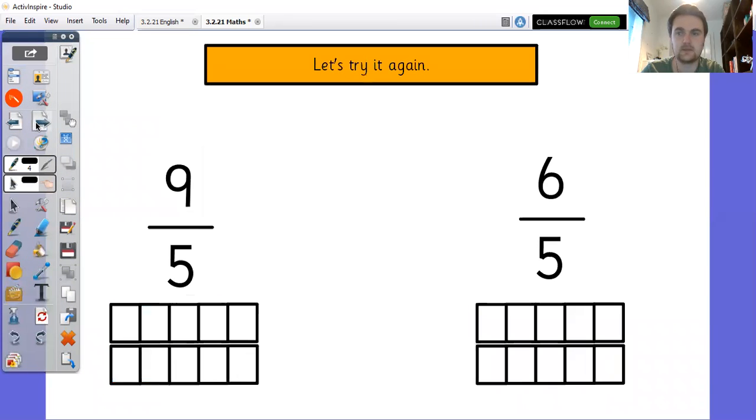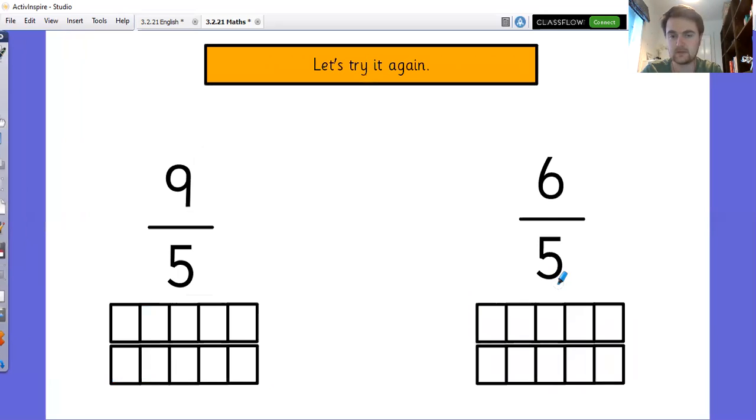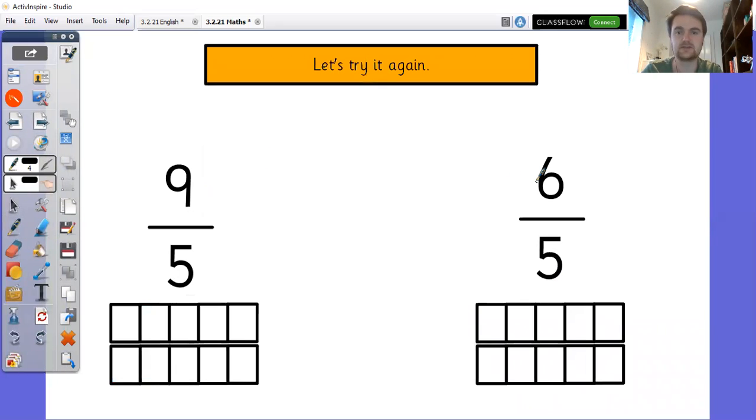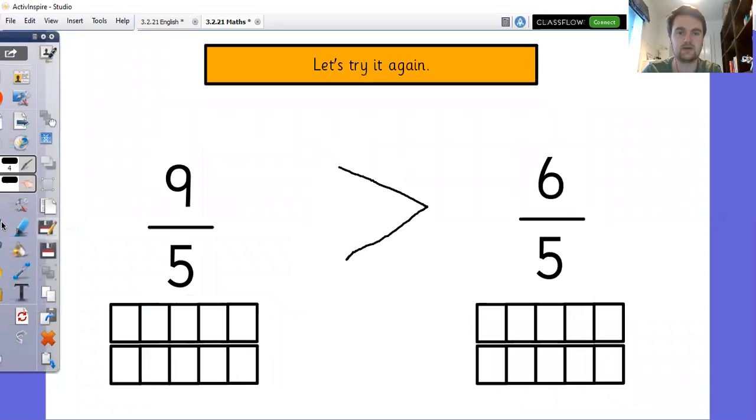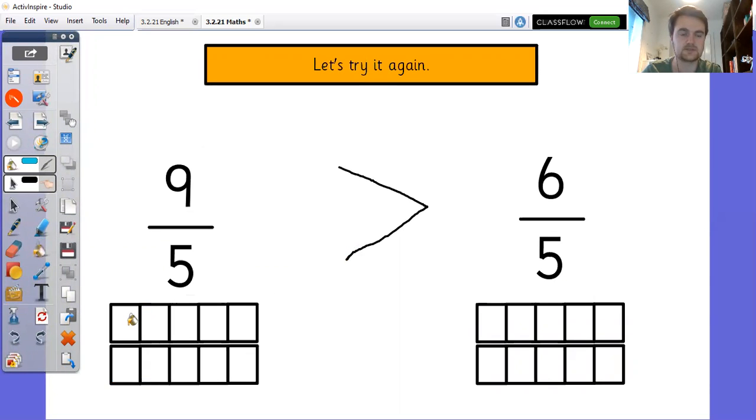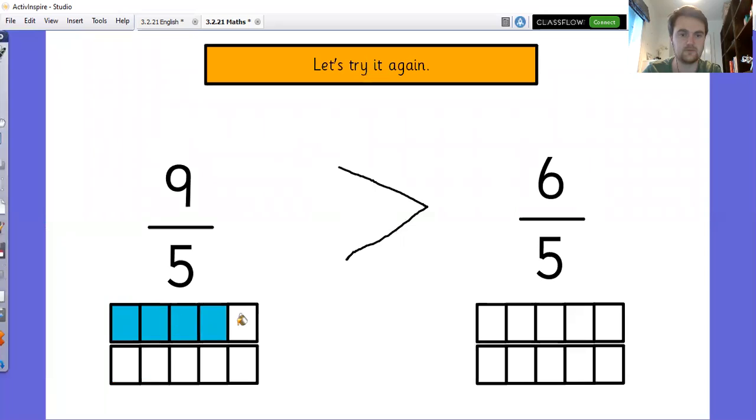So let's try again with this one. We've got 9/5 and we've got 6/5. Now I can see straight away that the denominators are the same, which means that all I need to do is look at the numerators. 9 is greater than 6. So I can show that with this, but I can also check my working. So here I've got 9/5: 1, 2, 3, 4, 5, 6, 7, 8, 9. And here I've got 6: 1, 2, 3, 4, 5, 6. And I can see that 9/5 has clearly got more of those fifths shaded in.